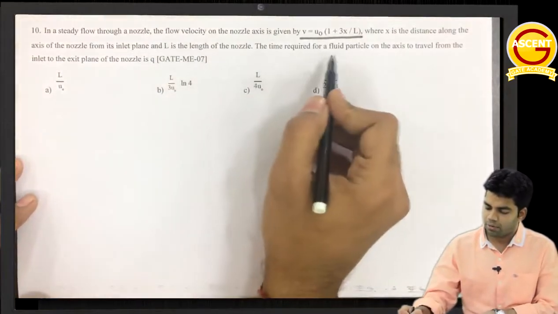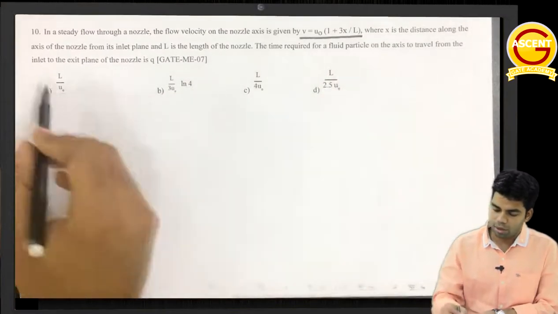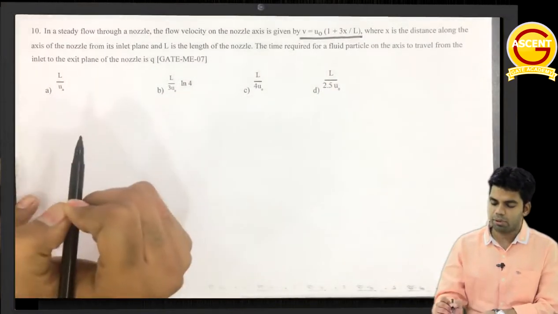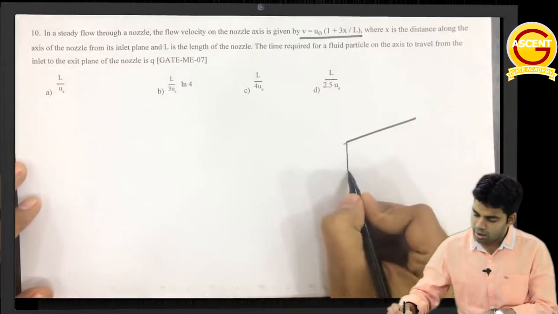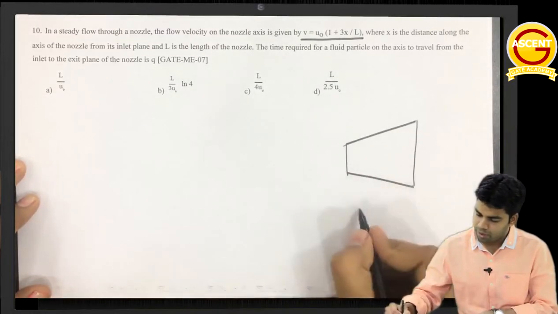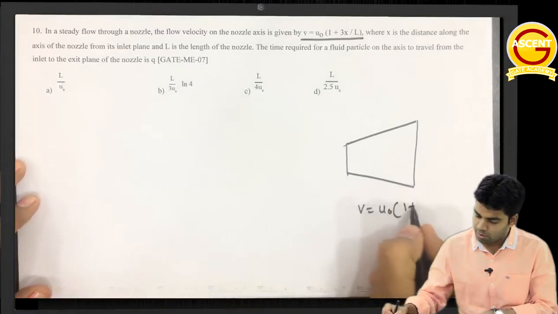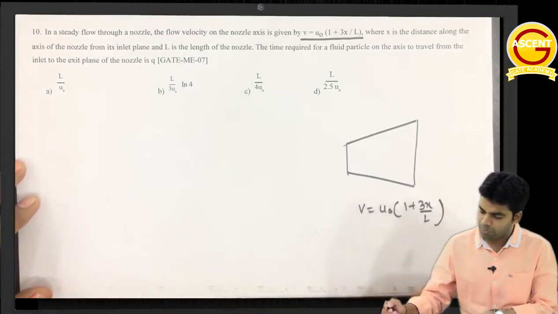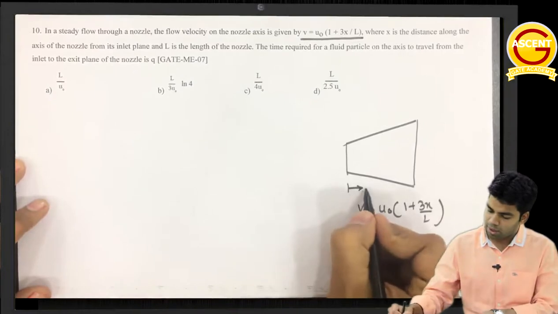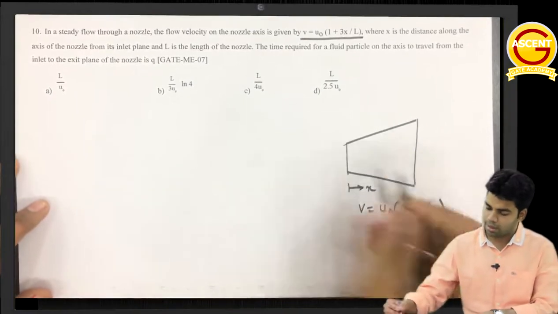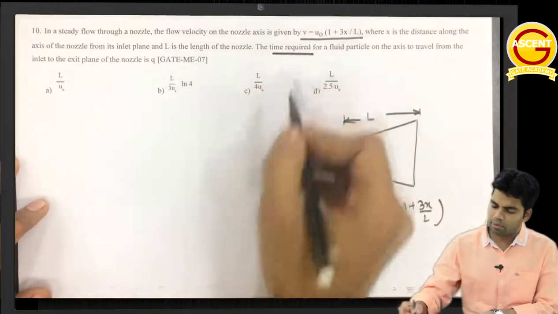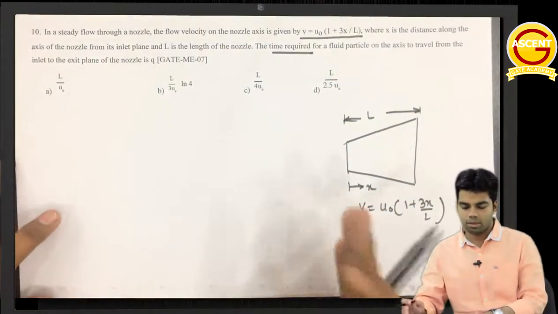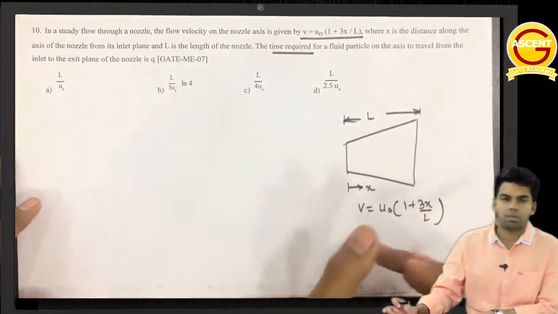The time required for a fluid particle on the axis to travel from the inlet to the exit plane of the nozzle is... Okay, so we have a nozzle and the velocity is given by V = u0(1 + 3x/L), where x is the distance from this point, and L is the total length of this nozzle. We have to determine the total time required for the fluid particle on the axis to travel from inlet to the exit plane of this nozzle.